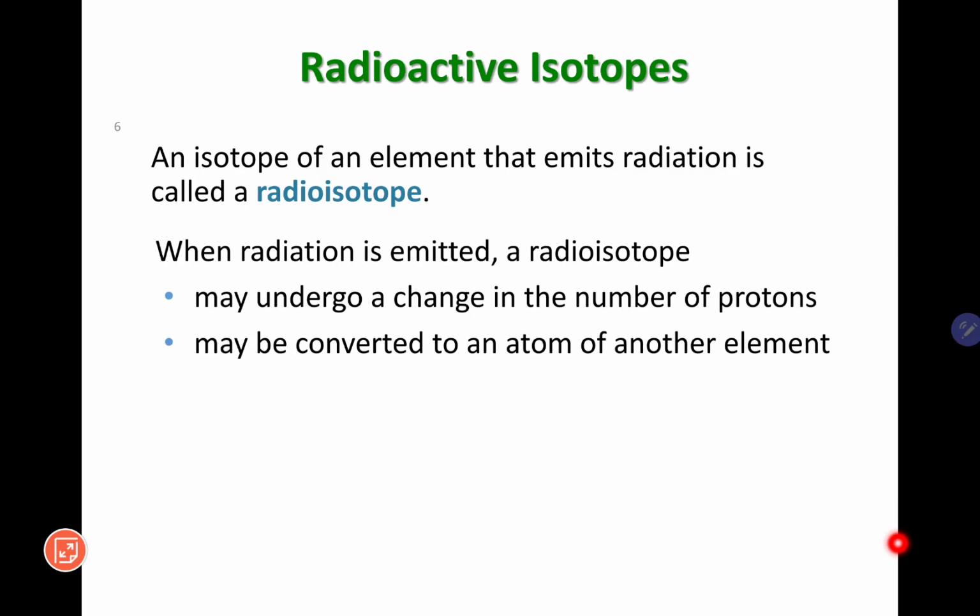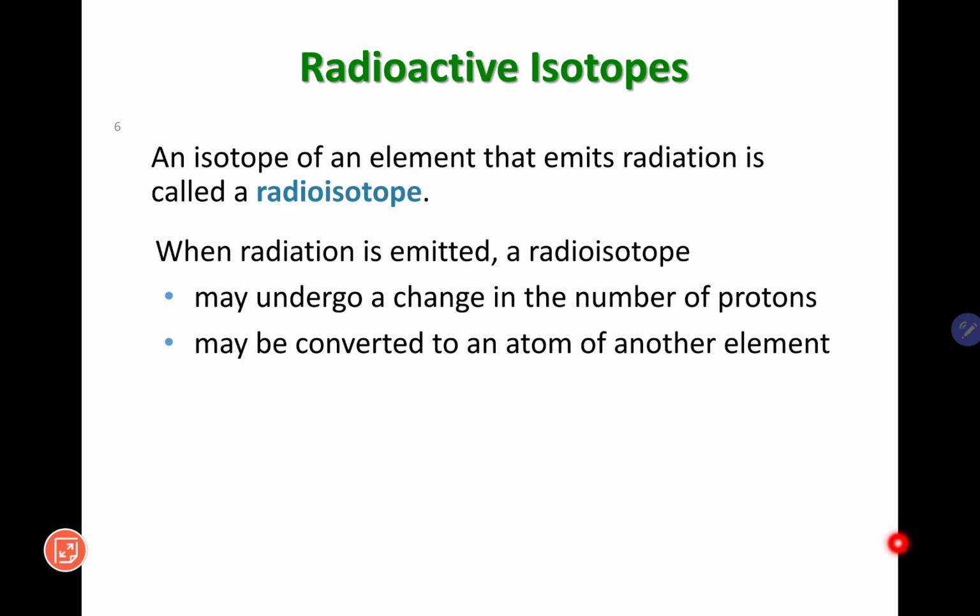Once again, an isotope of an element that emits radiation is called a radioisotope. When this radiation is released from a radioisotope, they of course release their extra energy and become stable. Not only that, during this radiation, or this radioactive decay, they may undergo changes, such as a change in the number of protons, or in the number of neutrons or electrons. So isotopes could change during this radioactive process.